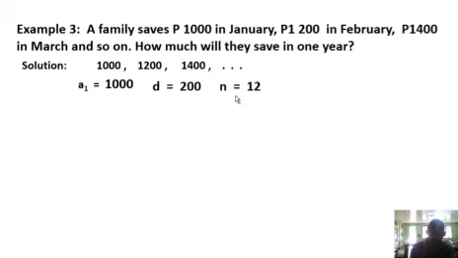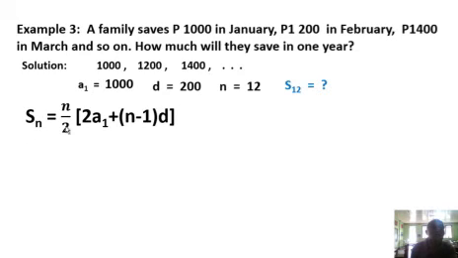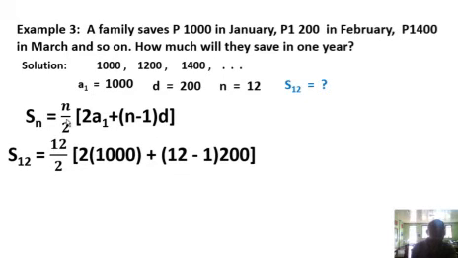So there are 12 months in a year, so n is equal to 12. Let us determine the sum of the savings for 12 months. The formula, n over 2, substitute in our formula. N is 12, first term is 1,000, common difference is 200. Simplify.